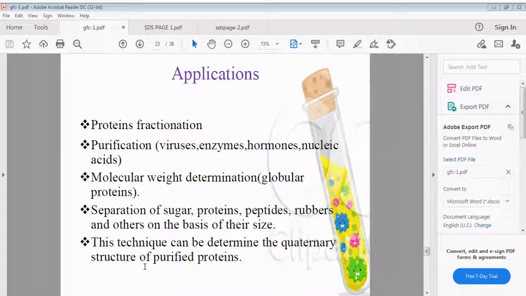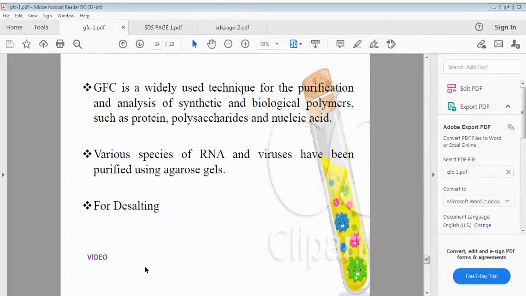So quaternary structure means, when more than one polypeptide chain is involved in the protein structure, this can be used to separate them and determine the quaternary structure. Okay, it is a widely used technique for the purification and analysis of synthetic and biological polymers such as protein, polysaccharide, and nucleic acid. Then RNA virus also can be purified using, instead of Sephadex, agarose gel. So if you just change the stationary phase, we can use different stationary phases for the separation of not only proteins, sugars, nucleic acids, RNA, but viruses also can be separated.